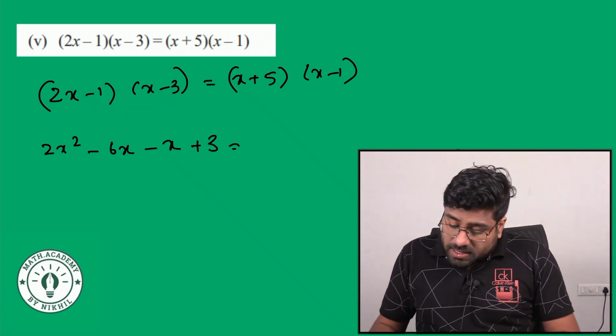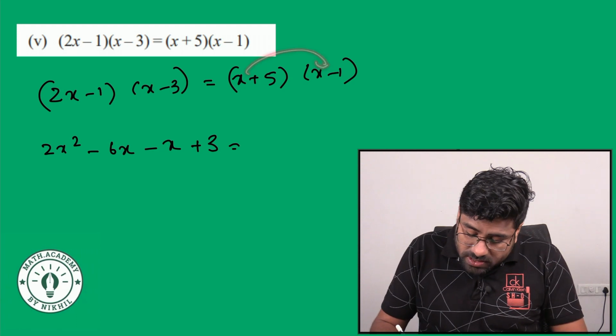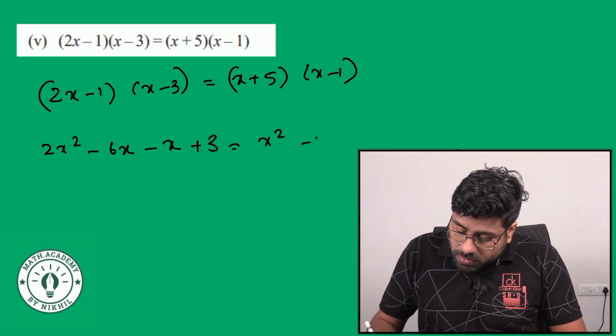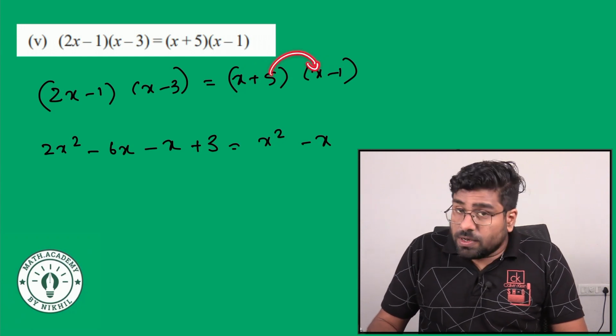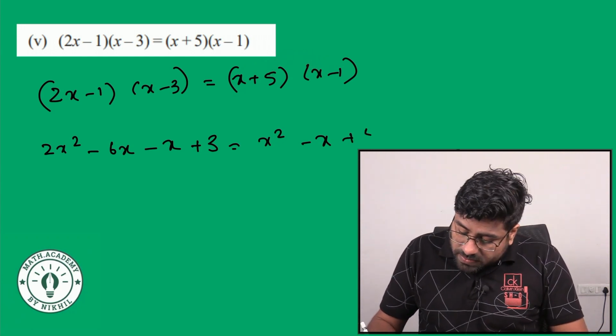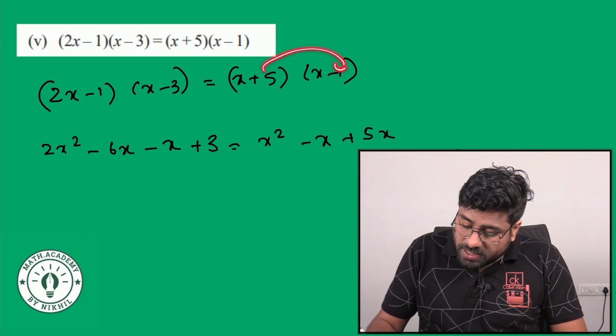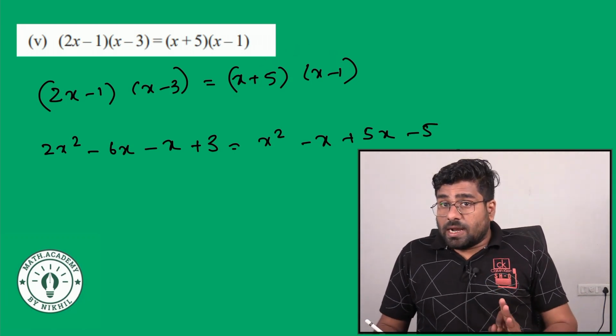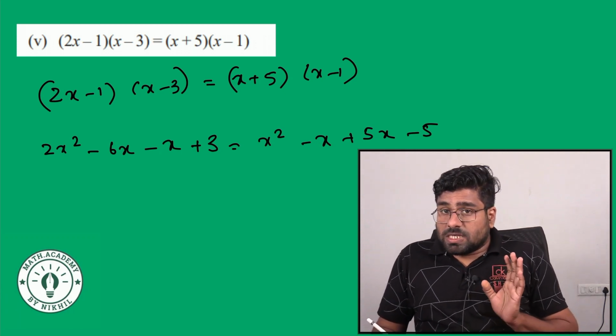Now let's do the expansion on the other side. So x into x is going to be x square. X into minus 1 is going to be minus x. 5 into x is going to be plus 5x. Plus 5 into minus 1 is going to be minus 5. So we wrote down the expression very clearly. We expanded the expression very clearly.